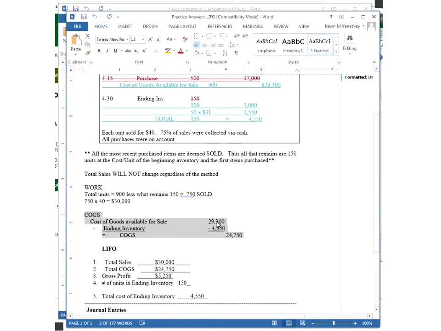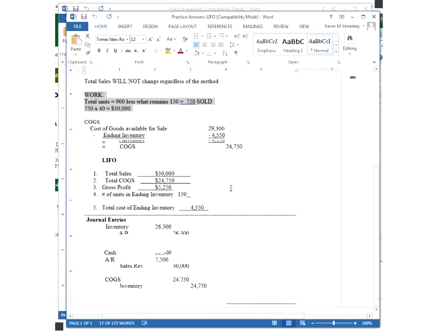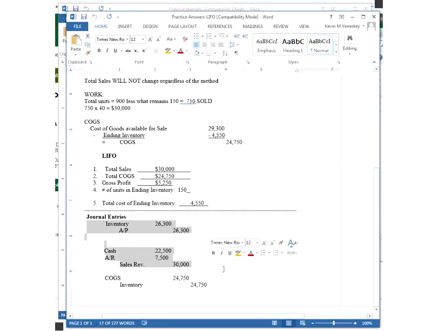Then I just do the same math that I did before. Take my beginning $29,300, subtract out the $4,550 ending inventory that I just found, and there's my cost of goods sold. Notice the sales aren't going to change. So my inventory and my sales here, that's all the same. Nothing changed here. The only thing that changed was my number for cost of goods sold.